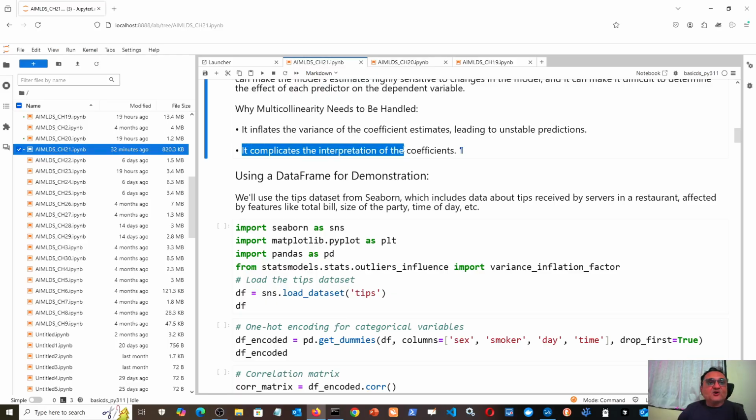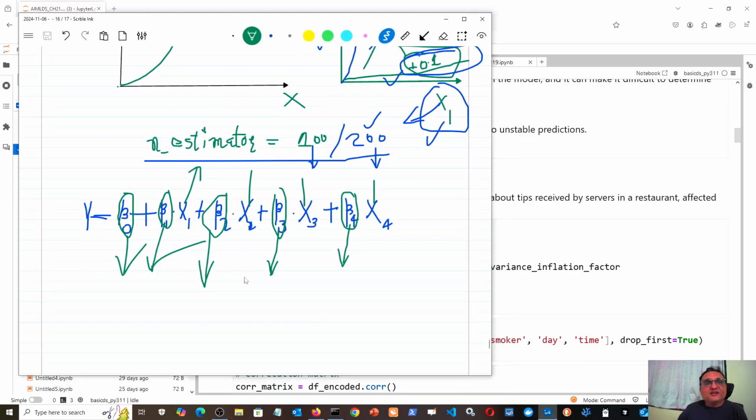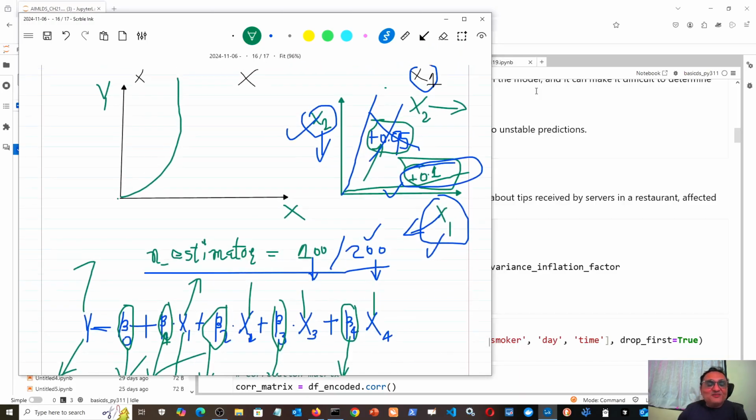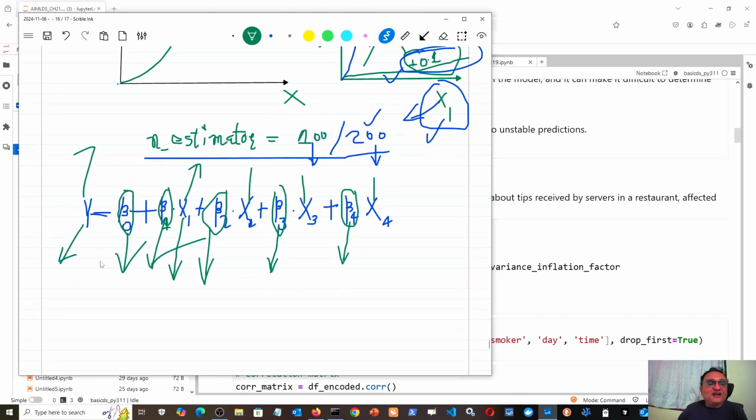So that is one thing, and it also complicates the interpretation of coefficients. We have seen what beta 1 is: its interpretation is simple. If I increase x1 by 1 unit, then whatever increase in y occurs, keeping everything else constant, that is beta 1. So the coefficient of x1 is the change in the dependent variable for a unit increase in the independent variable when other things are constant. But the problem is if there is a high correlation, 0.95, 0.90, and so on.